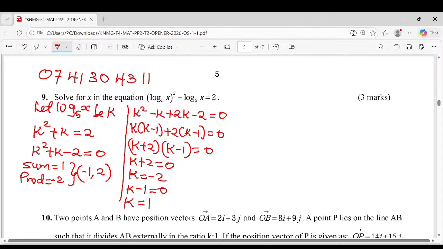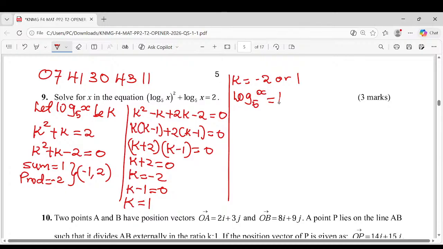So, when we reach that particular step, I want you to be very keen. So it means that k can be -2 or +1. But what was our k? We had said let log to base 5 of x be k. So this means log to base 5 of x is equivalent to 1.